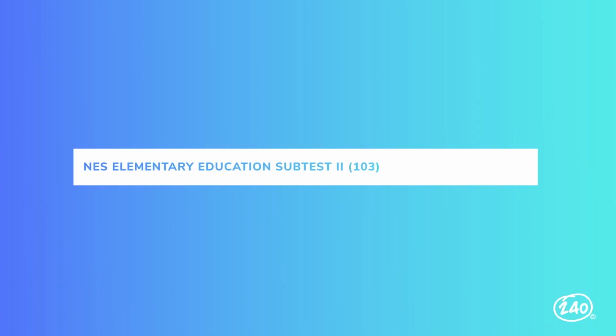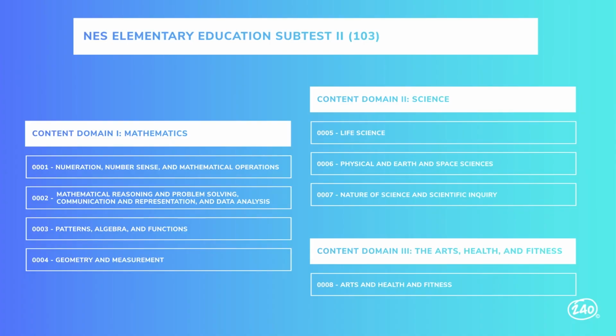This video is going to prepare you for Subtest II of the NES Elementary Education Exam, which is test code 103. We're going to go over a key concept from each competency. Now these are going to be essential to what you need to know in your exam. Let's start with the biggest domain, math. The first competency is numeration, number sense, and mathematical operations. This competency covers how students represent and combine numbers. One of the most important things to know for the first competency is place value.